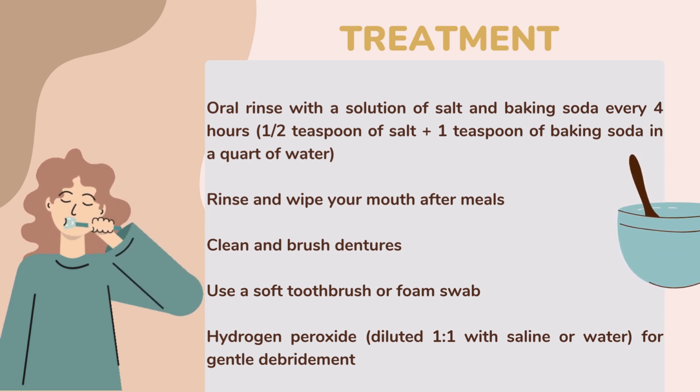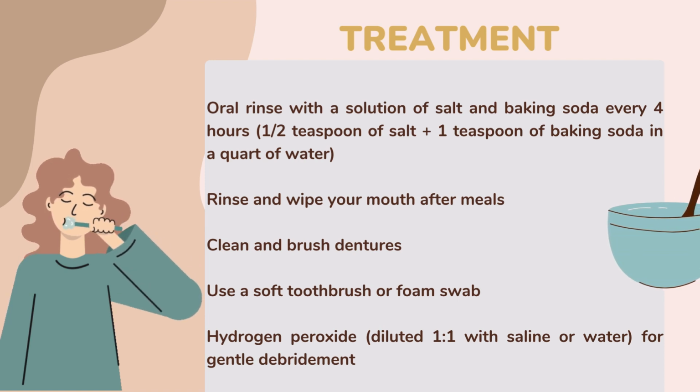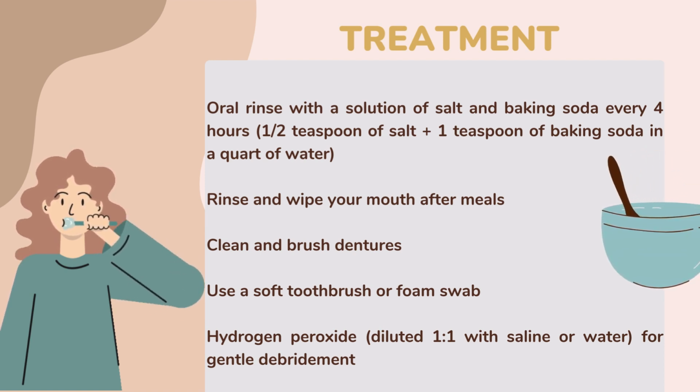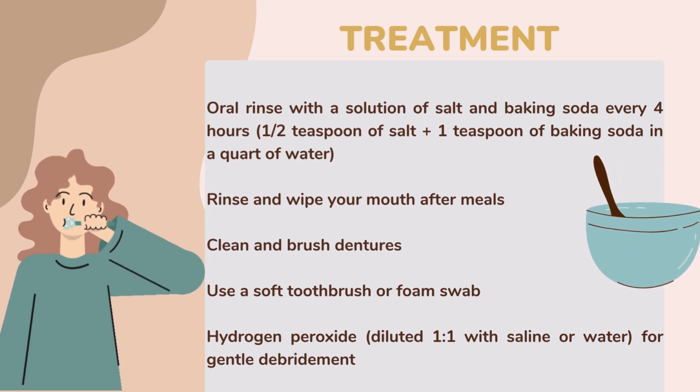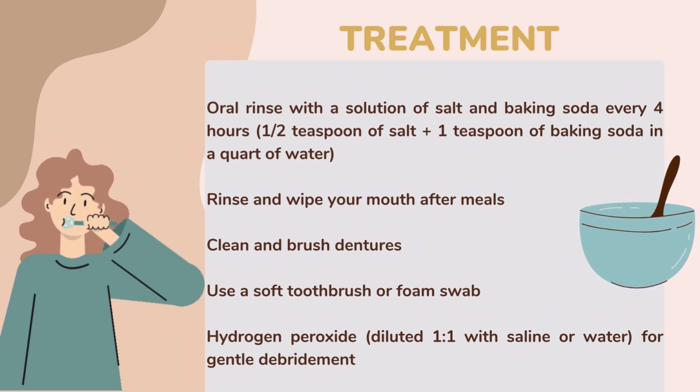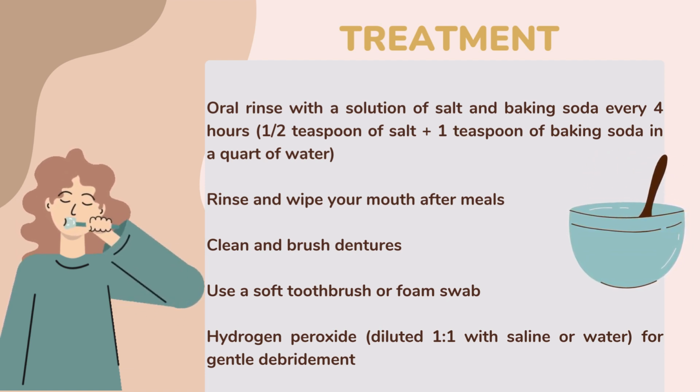Rinse and wipe your mouth after meals. Clean and brush dentures often to remove plaque. Use a soft toothbrush or foam swab to clean teeth effectively. You may use hydrogen peroxide for dental debridement for a short period. Make this by diluting hydrogen peroxide with saline or water in equal portions.